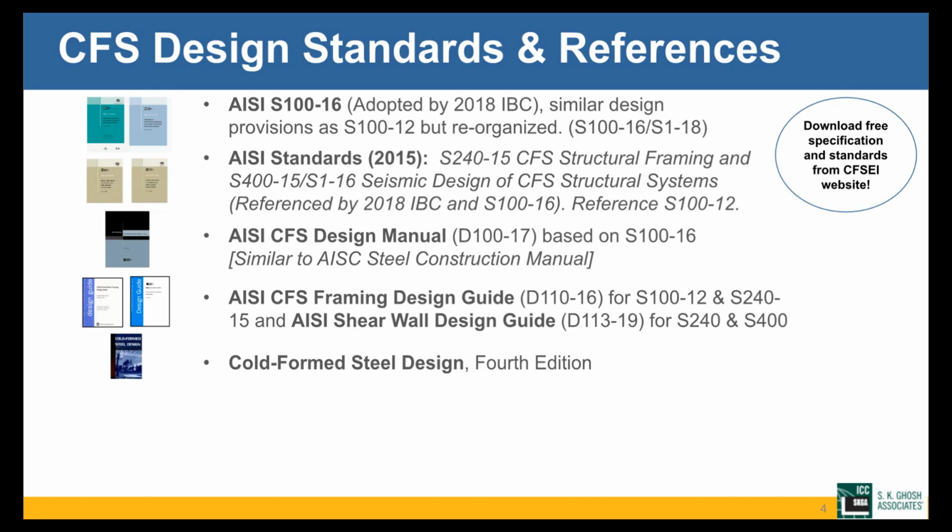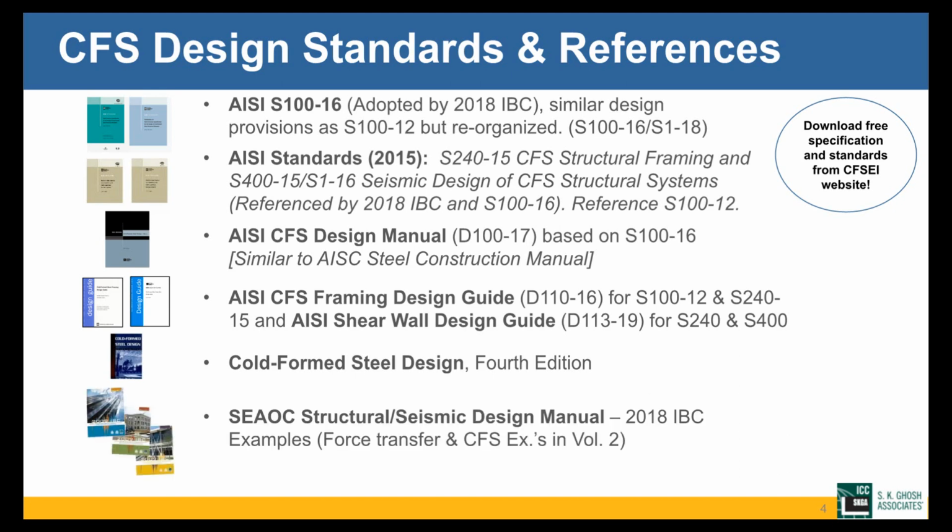Then, of course, if you want to get into a lot more detail about the cold form steel design provisions, there's the cold form steel design textbook in 4th edition, and also the Structural Engineers Association of California Structural Seismic Design Manual. The 2018 version of this design manual, which is a 5-volume set, is going to be available, I think, within the next few months or so. And if you're looking at wood light frame construction or cold form steel light frame construction, there's examples in volume 2 of that document that I think you'll find beneficial.